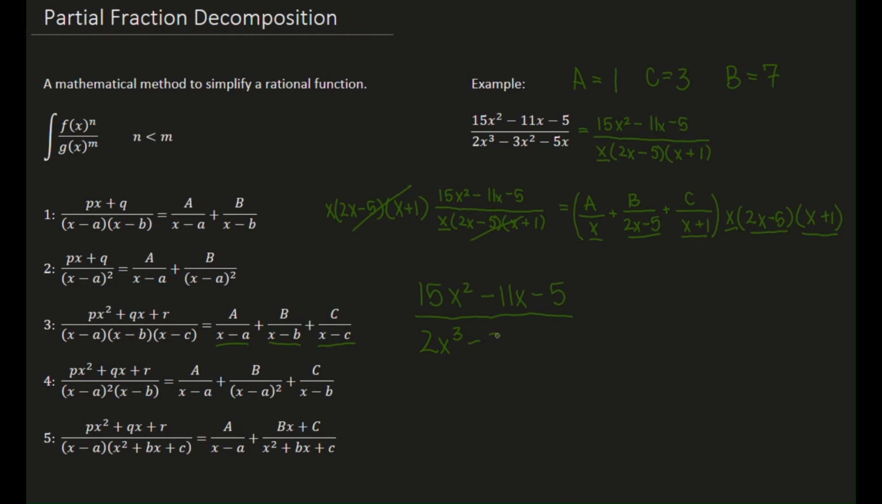All that's left for me now is to plug it into our original equation and the format following Form 3. So a is 1 over x plus, instead of writing b, I'm going to write 7 over 2x minus 5 plus, instead of writing c, I will write 3 over x plus 1. And this is a partial fraction decomposition of Form 3.